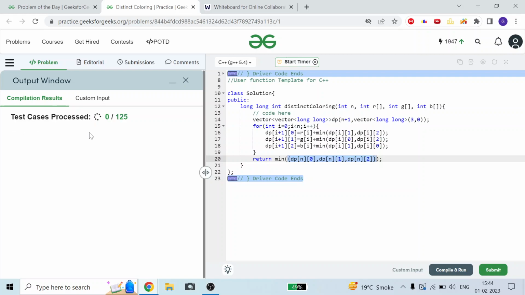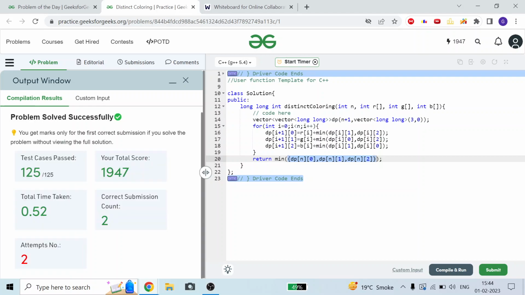I hope you understand the problem. If you have any doubt, then just comment. I will try my best to explain to you. Here you can see all the 125 tests passed.